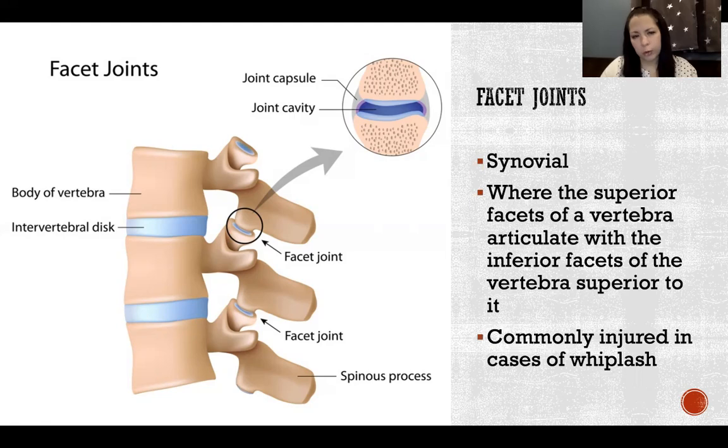So each vertebra has two facets in the superior direction and two facets in the inferior direction. So four altogether. The two in the superior direction are articulating with the vertebra above it, and the two pointing down in the inferior direction are articulating with the vertebra below it. So each vertebra is participating in four facet joints, two superior and two inferior.